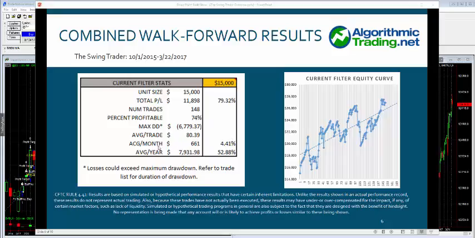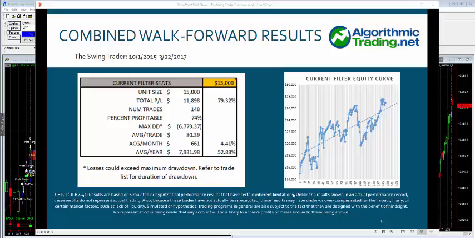If you average it out, average gain per month is about 4.5%, and the average per year is about 52%. So overall, this algorithm has done really well in the walk forward. And remember, this is not back tested. This is walk forward, still on a hypothetical account, so make sure you consider that disclaimer.